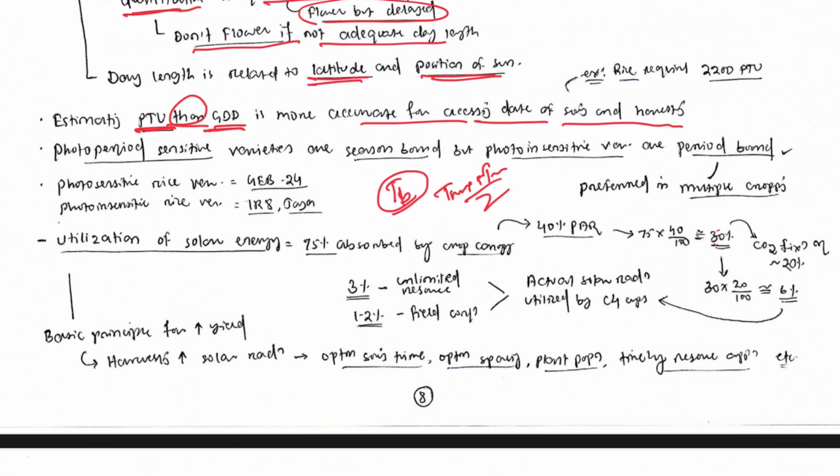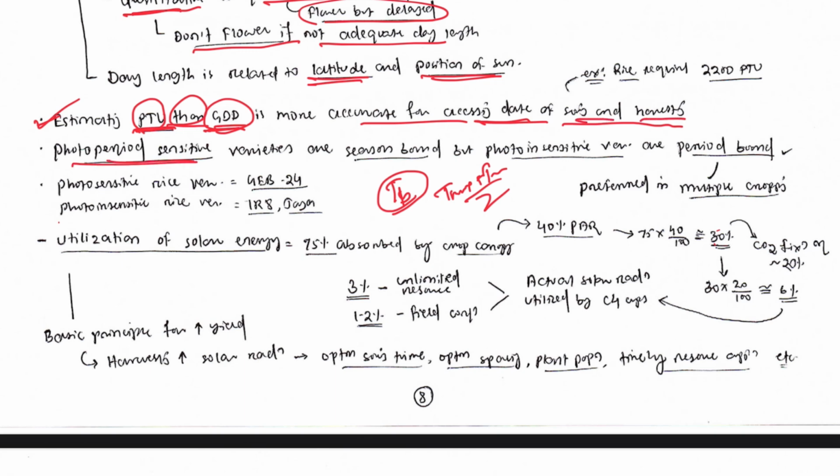In photothermal unit, along with the difference between the mean temperature and base temperature, we also multiply by the day length. So there the accuracy of getting the harvesting time will be more accurate. So that is what we are trying to say. Photothermal unit is used after growing degree day, and it is more accurate for estimating the sowing date as well as harvesting.